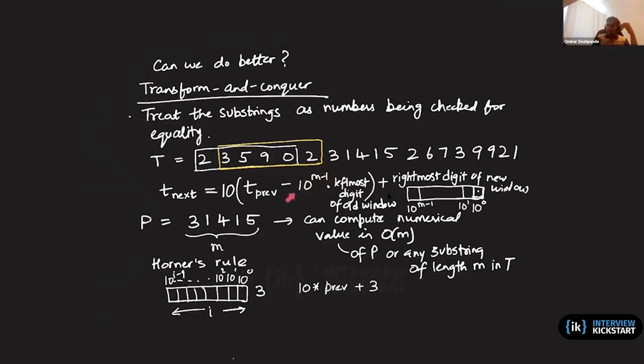It could be done even faster, but even if we just multiply 10 by itself m minus 1 times, we can pre-compute this and store it somewhere. So that multiplied by the leftmost digit is a single multiplication operation. This is a single subtraction operation, again another multiplication operation. So this whole thing can be computed in constant time, and then adding a new rightmost digit can also be done in constant time. So that means the entire update can be done in constant time.